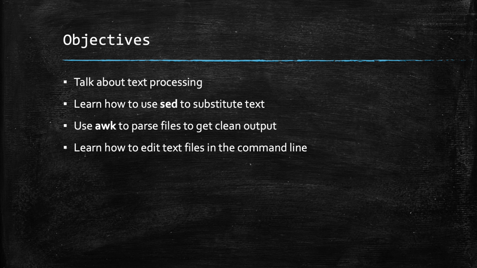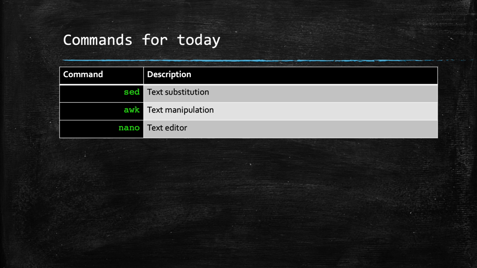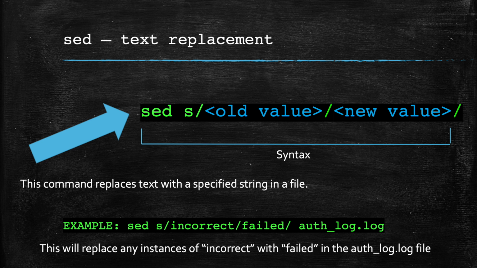So you may have been wondering how we do this. So we're going to be going over these three commands here. All three of these are very important commands, and so we'll learn how to use those. The first one here is a program called sed. Sed can do a lot of different things. It's a text manipulation program, but its main purpose, or one of the main things that people use it for, is actually text replacement.